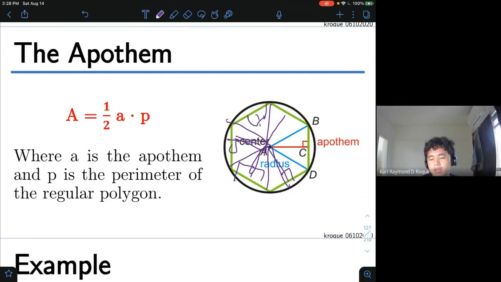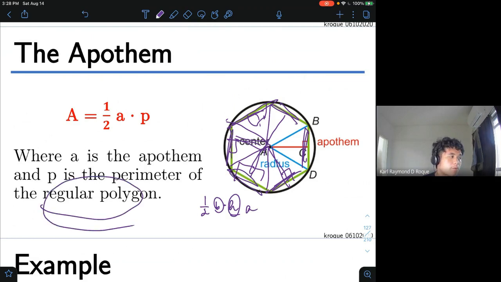Tapos, you sum all the areas of the triangles, you will find na, di ba, 1/2 base times height. Yung height, yung apothem, yung base, ito yon. Regular polygon lang to. Sa regular polygon lang to nag-hold. So, yan, 1/2 PA.